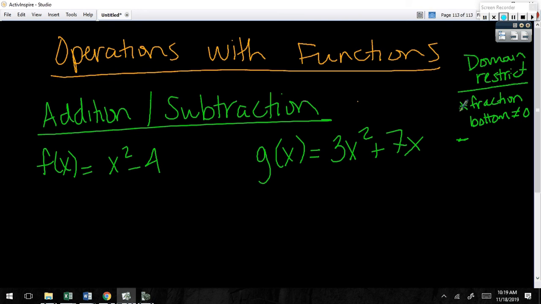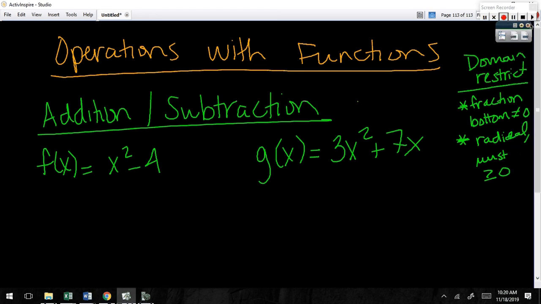And then if you have a radical, it's got to be greater than or equal to 0 under the radical. And so that tells me if I need to restrict x any. Looking at f and g, are there any restrictions on x? Is there anything I need to say that x can't be? No, because I don't have any fractions or radicals right now.